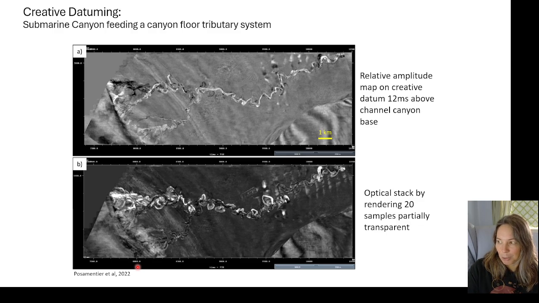So really beautiful stuff. I will pause to say here that some of the work by Henry Posamentier is why I became a seismic reflection geologist, because looking at images like this, it almost feels like I'm looking out of an airplane window and not at something that's buried miles deep in the earth.